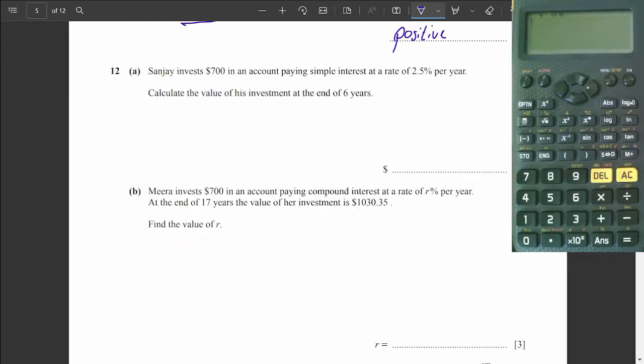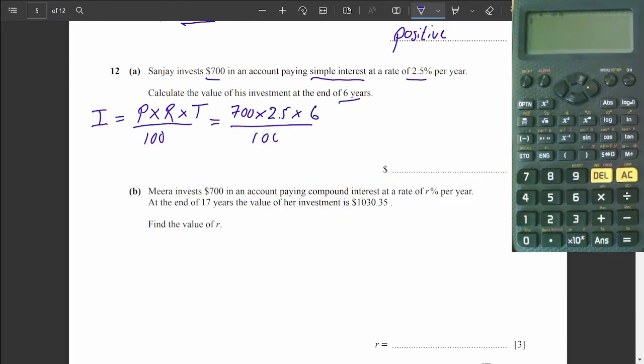Question 12, Sanjay invests some money. Well done, Sanjay, good idea. And the important thing here is that he's doing simple interest. Remember the formula for simple interest. The interest equals the principal, the original amount, times R, the rate, the percentage, times T, for how long, divided by 100. So in this case, the principal, the original amount he invests, 700. The rate, 2.5%. And the time period, 6 years, divided by 100. And let's have a look. So that will be 700 times 2.5 times 6 divided by 100, and we get 105.